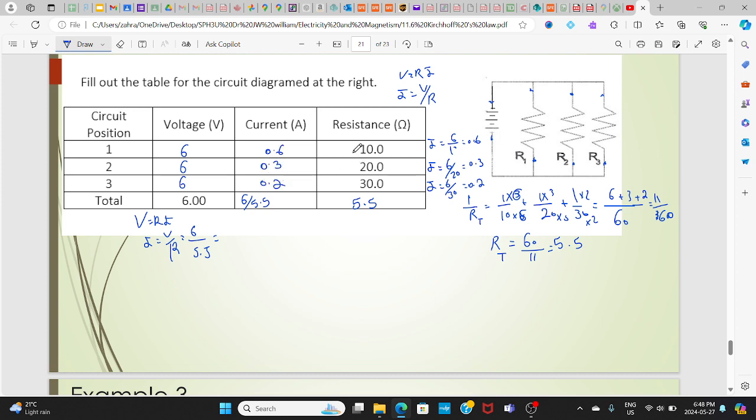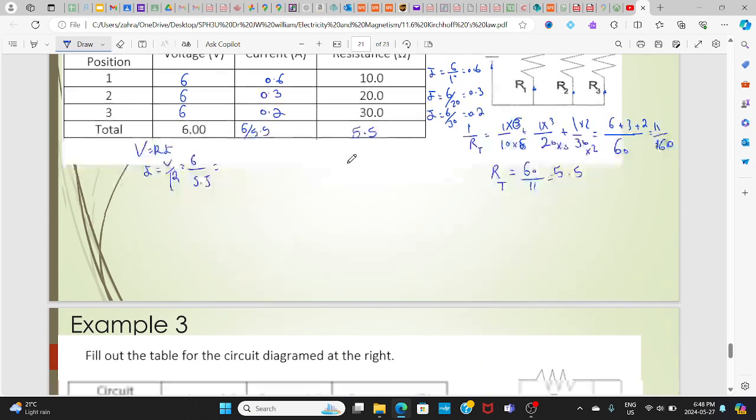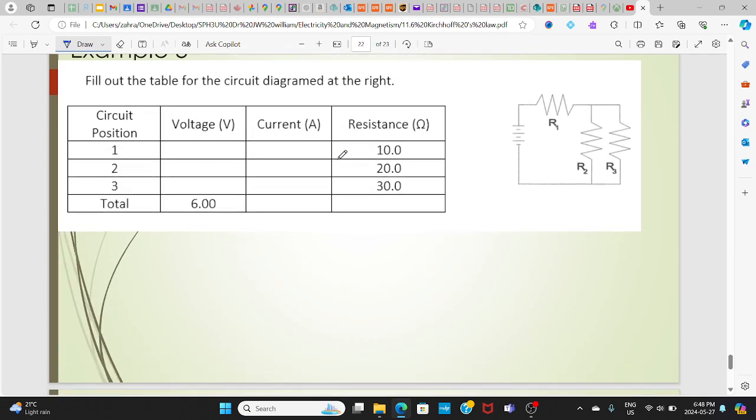Okay, simple. Now we're going to a more complex one, where we have two in parallel, and these two parallel are kind of in series with that one. Now, how do we tackle that? The first thing you do is find the total resistance. Okay, how do we do that?